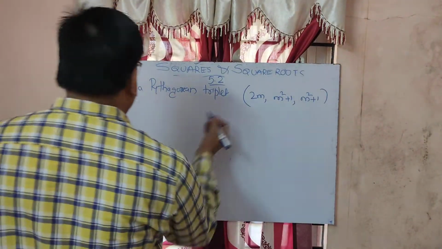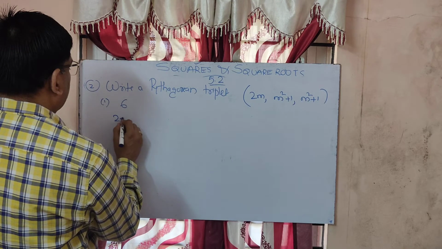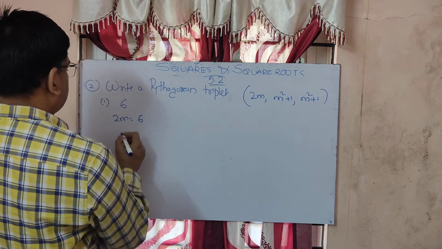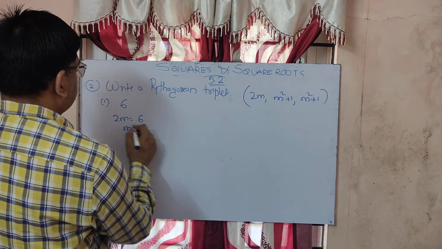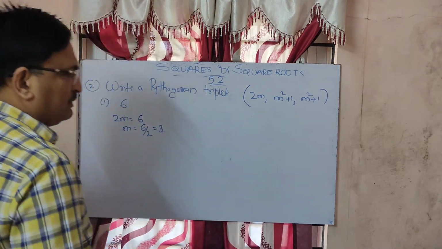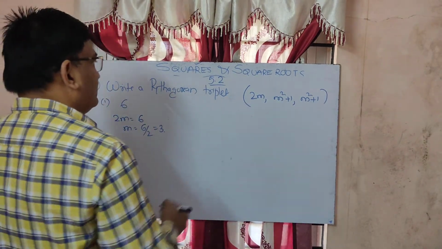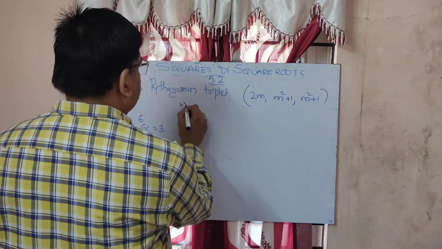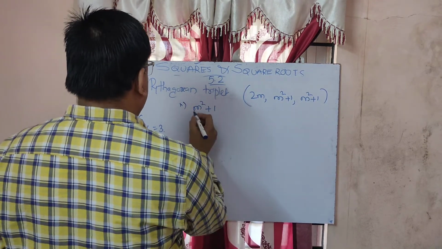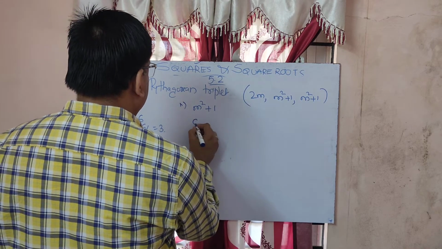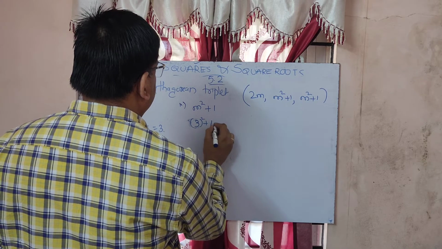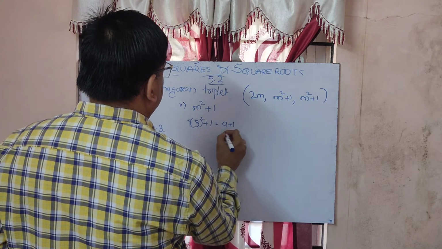Okay, now 2m equal to 6. So m is equal to how much? 6 divided by 2, that is 3. So m equal to 3. Now put here the second number, m square plus 1. Put m equal to 3 here. 3 square plus 1, that is 9 plus 1, that is 10.